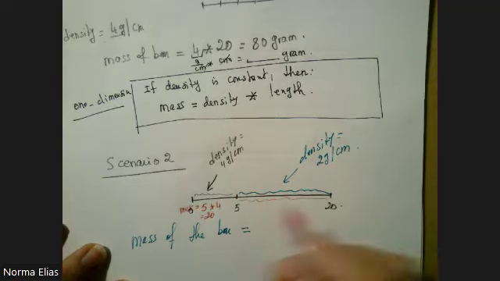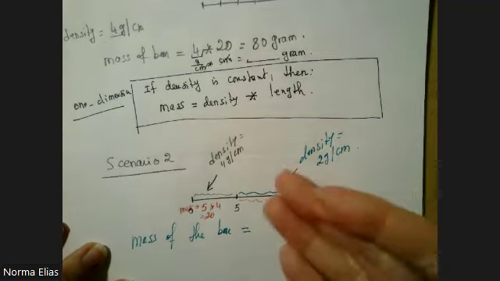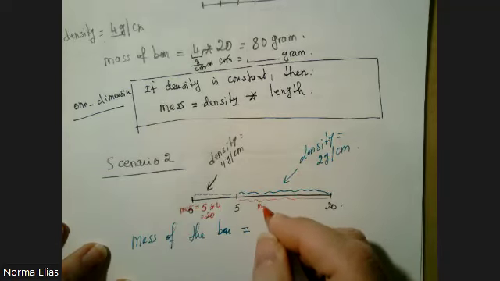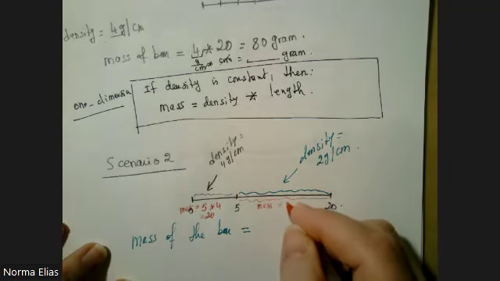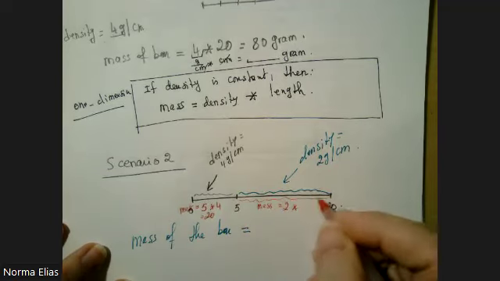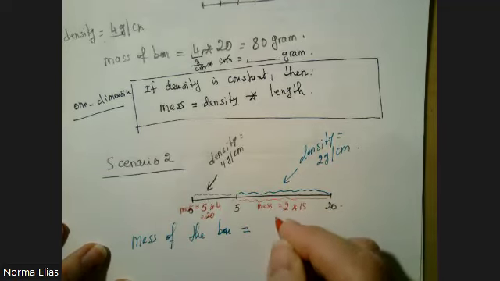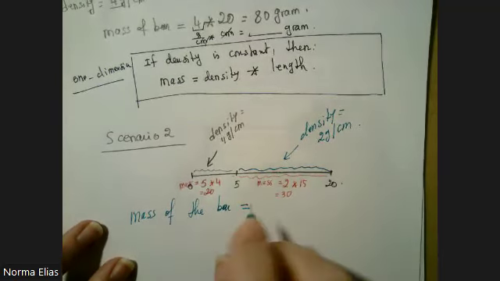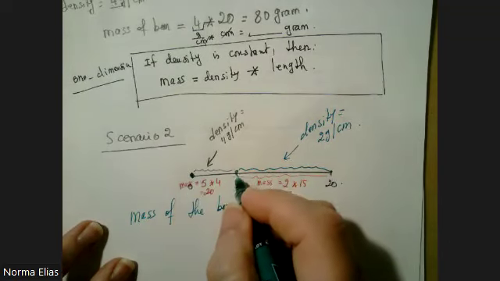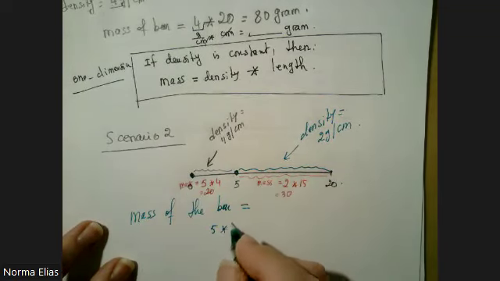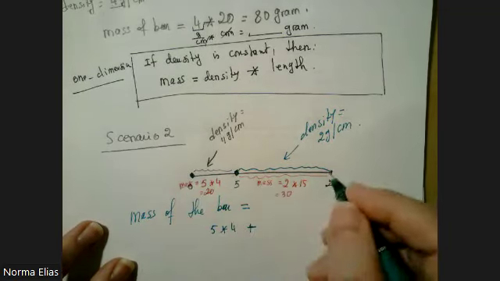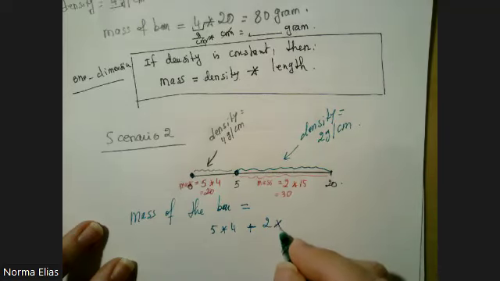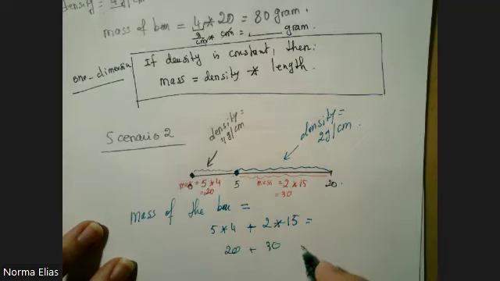How about this one? It's a different metal, so that's lighter here. So the mass here is going to be the density times the length from here to here, 15. It is 30. So the mass of the bar is going to be the mass of the first piece, you're adding to it the mass of the second piece. So this is going to give me 20 plus 30, which is 50 grams.